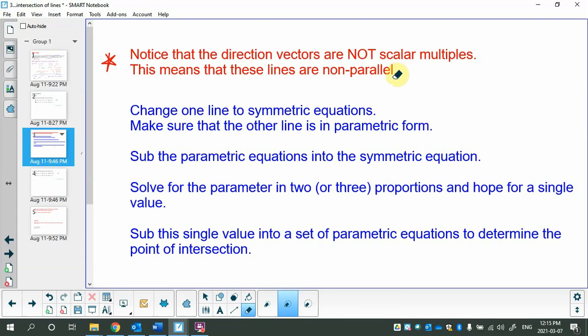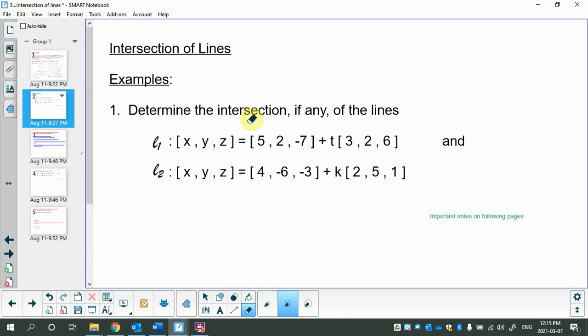Once you determine that the direction vectors are not scalar multiples of each other, then you take one line, it doesn't matter which one it is, turn your equation into symmetric equations, and make sure the other one is parametric equations. So if I give you 2 vector equations, one of these you turn symmetric and one of these you turn parametric. And it doesn't matter which is which, it just means that there are 2 separate solutions with the same answer.